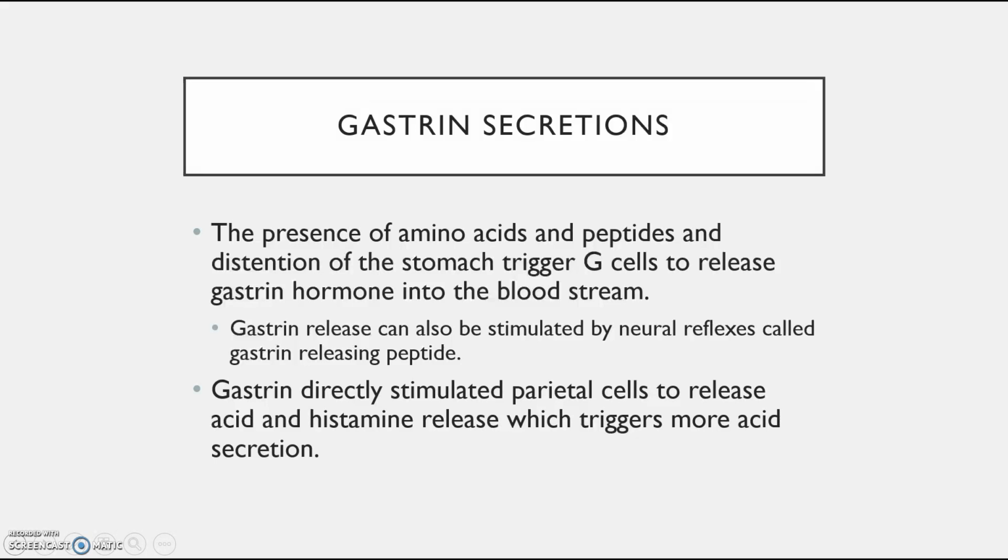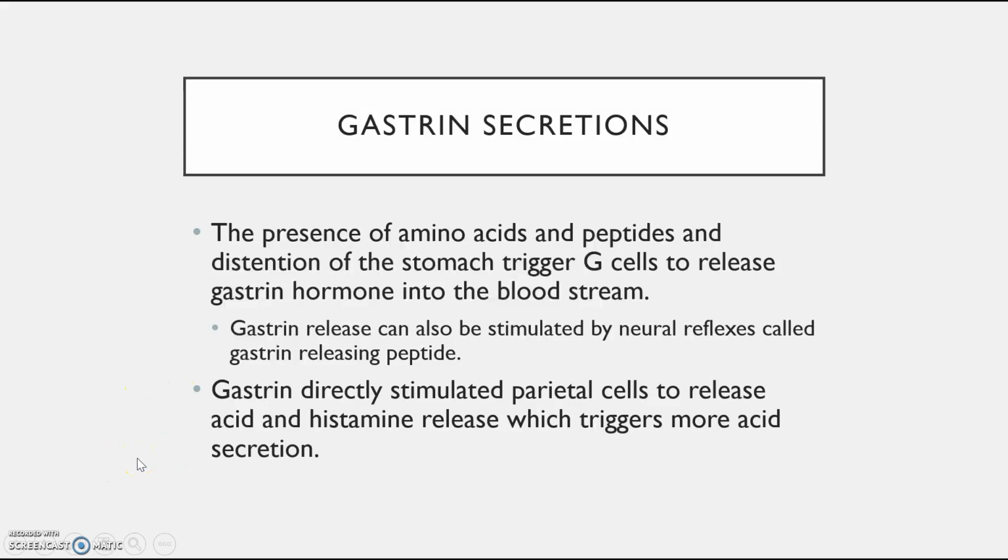Gastrin is secreted by the G cells, and it's a hormone that is released into the bloodstream once there's a presence of amino acids or peptides in the stomach. Once the G cells release this hormone into the bloodstream, it directly stimulates the parietal cells to release the gastric acid, and it also causes histamine to be released, which triggers more gastric acid secretion.